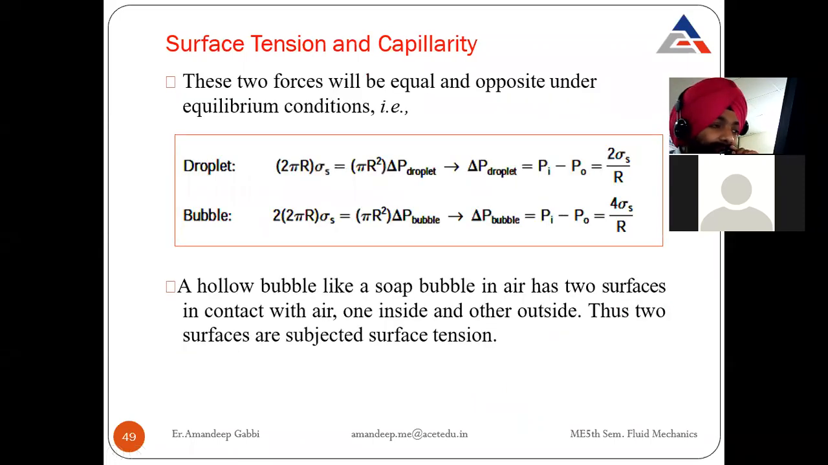Now comparing these two, twice 2 pi r sigma s and pi r squared delta p bubble. Delta p bubble is the pressure inside minus the pressure outside. If you divide these two, 4 pi r divided by pi r squared, you are left with 4 sigma s by r. This is the equation for a bubble, right?